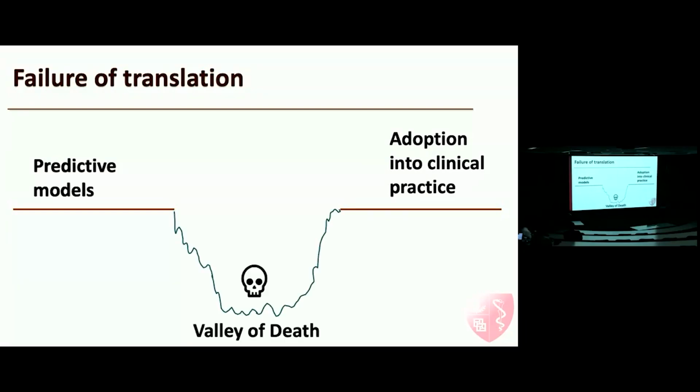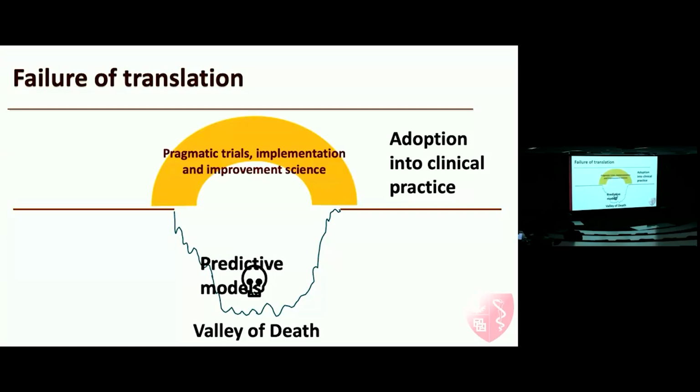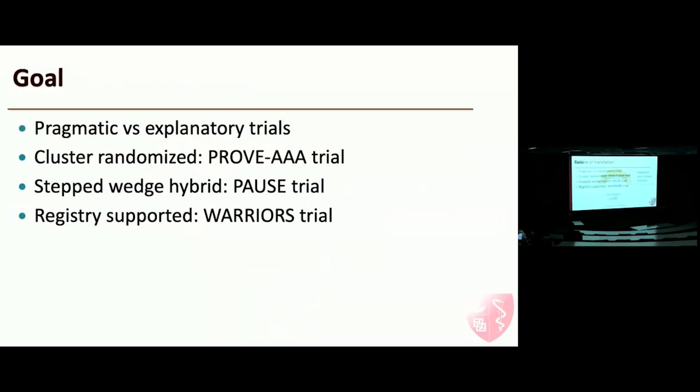Much like bench science, there's a valley of death where all these predictive models go to die unless you can prove clinical utility and show how it can be adopted into clinical practice. That bridge is essentially pragmatic trials, implementation trials, or improvement science. As surgeons, we need to think that we can develop good tools and locally specific clinical quality protocols, but if you want to make them generalizable, you have to do more.